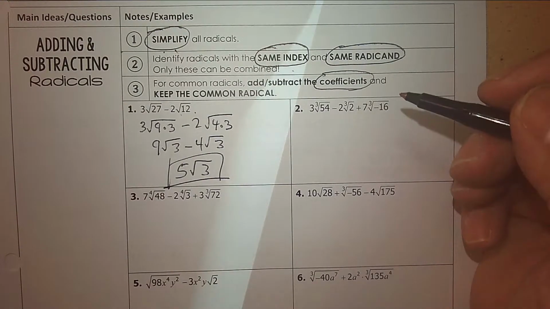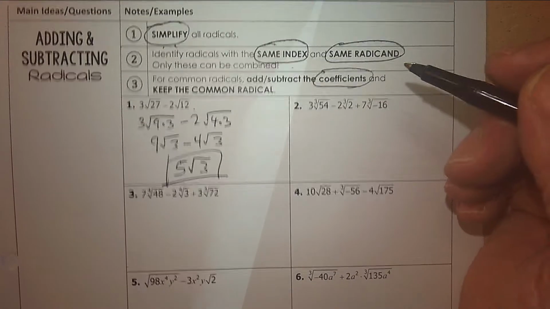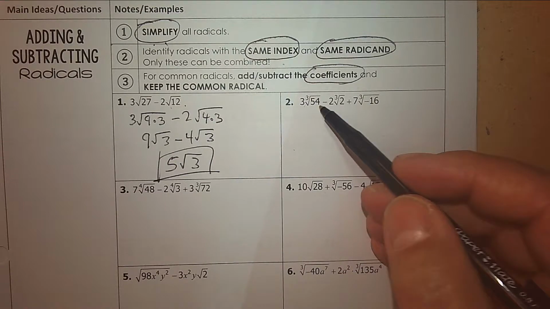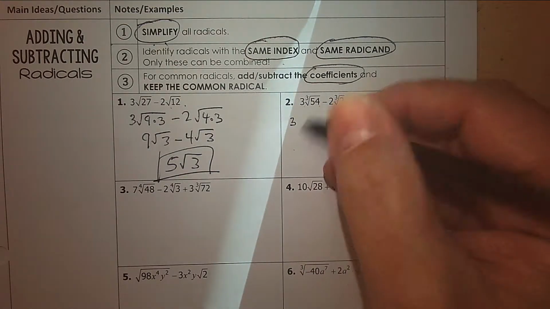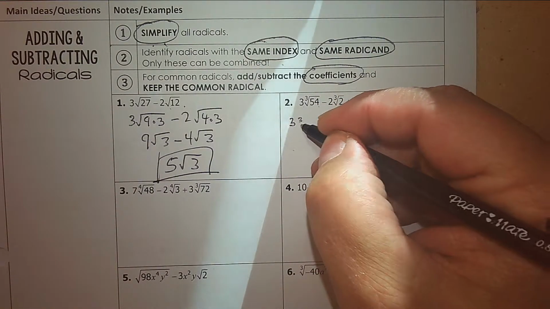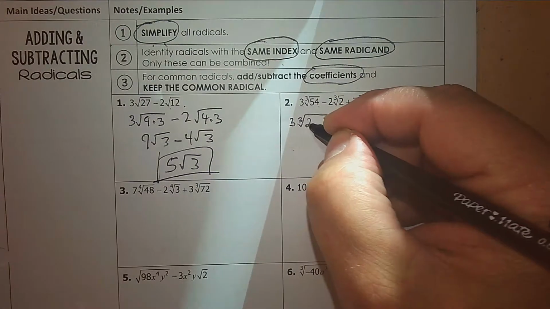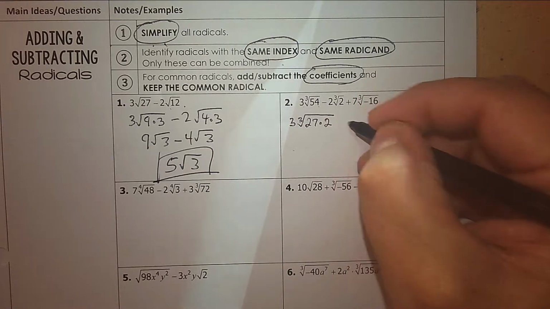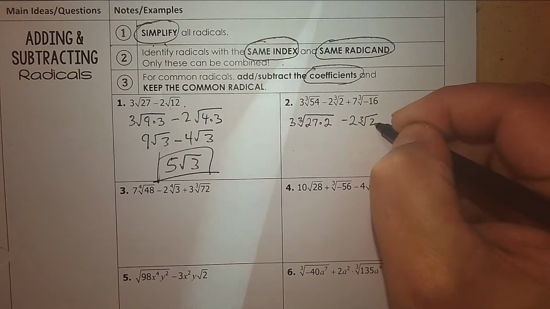Number 2. Do they have the same index? Okay, so let's simplify it. How would I simplify the cube root of 54? What perfect cube goes into it evenly? 8 times 6 is not 54. So what is the perfect cube that goes in evenly? 27, and it's 27 times 2. The next one is prime, and then the next one.